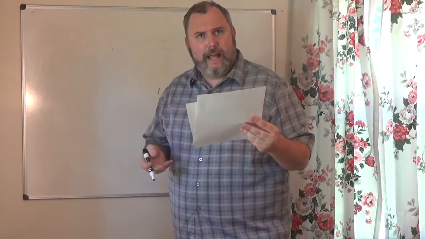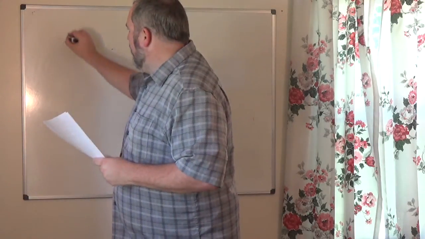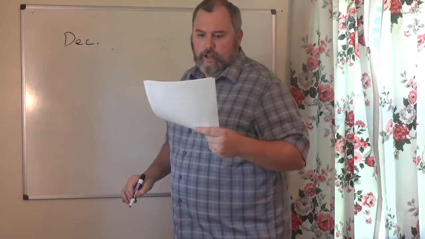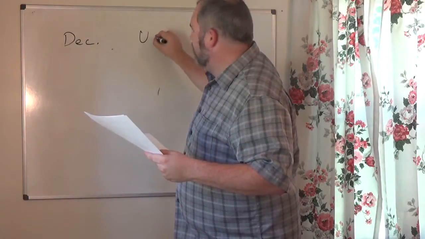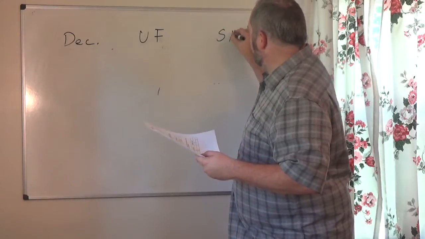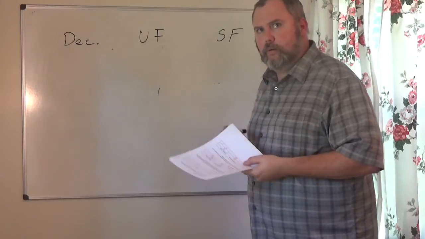Then take the last place value and make it your denominator. Lastly, simplify the fraction if possible. All right, so I'm going to make a little chart like what you have on your paper. You have decimal, okay? You have unsimplified fraction. I'm going to put UF because I'm lazy. And then you have simplified fraction. This is the final answer that we're looking for.